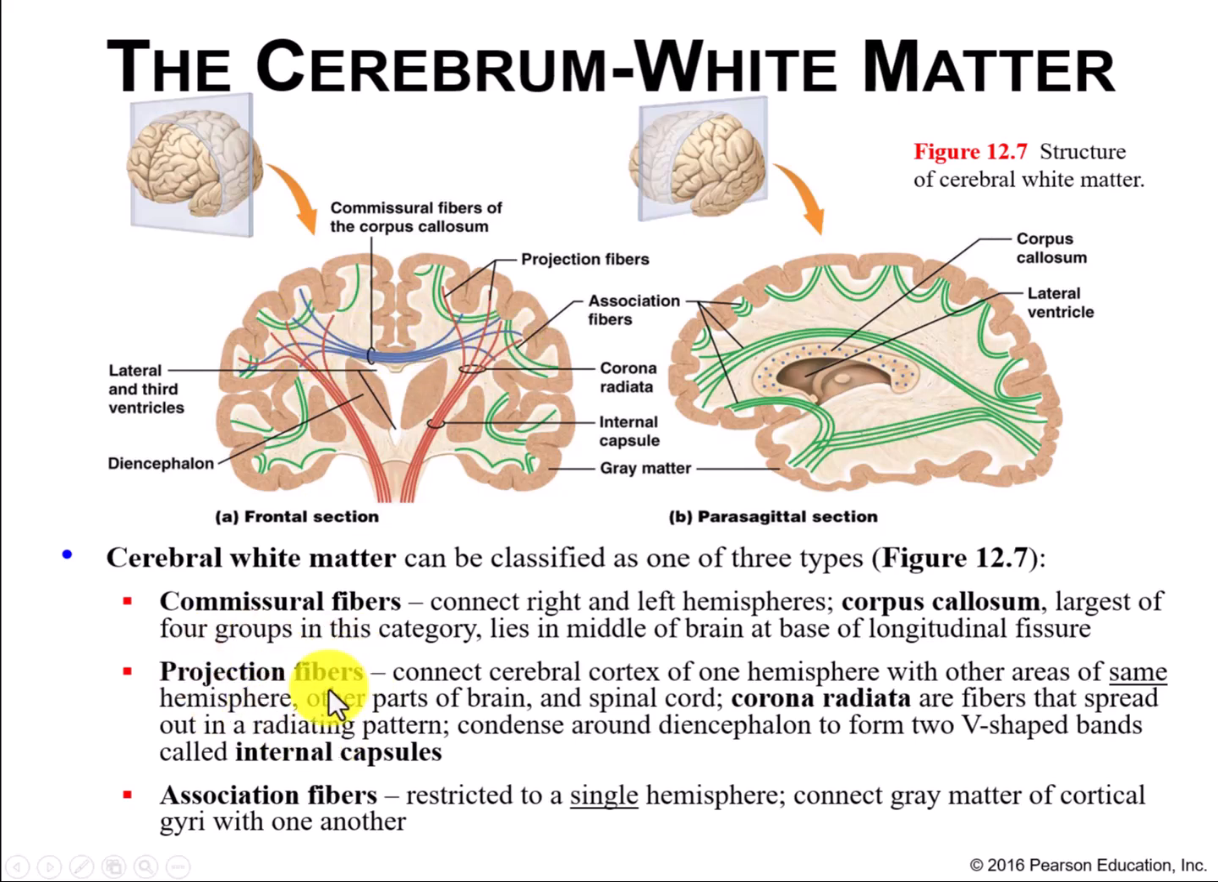The projection fibers connect the cerebral cortex. And so the projection fibers are going to be the green ones, or I'm sorry, the red ones, that are going to go from the upper parts of the brain, the central nervous system, down through the brainstem and into the spinal cord. And then our association fibers are what are going to stay within a single hemisphere and connect the gray matter of those hemispheres within the hemisphere. And so these are the green association fibers, and you can see how they run in a parasagittal section here.